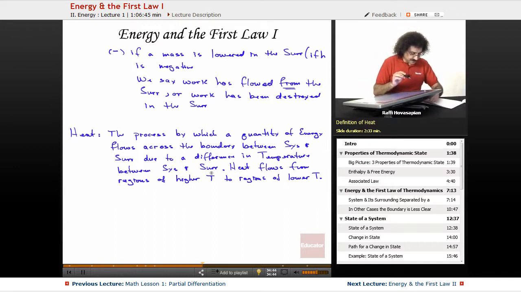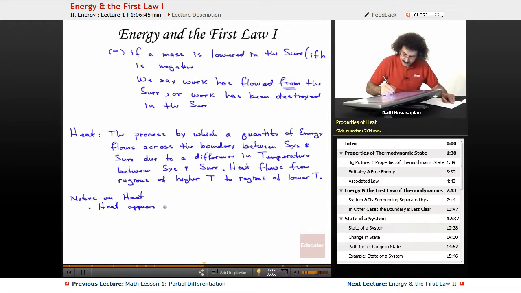That's it. Okay, now let's go ahead and say a few words about heat itself. So, notes on heat. Okay, not altogether different than work. Heat appears only during a change of state.